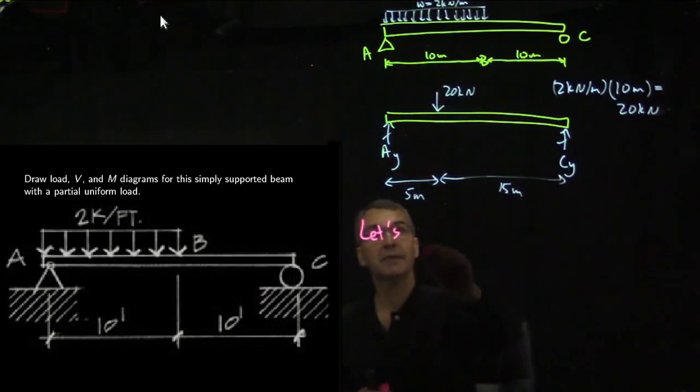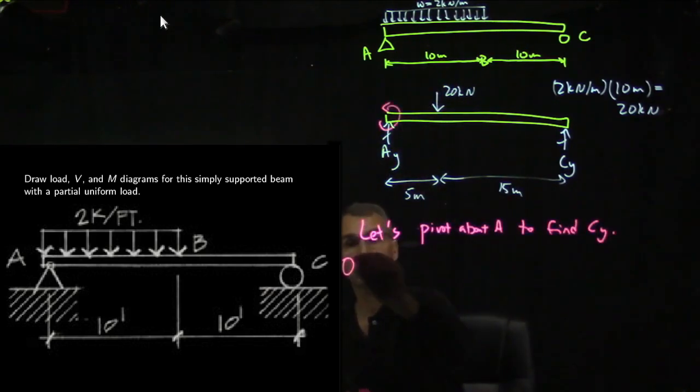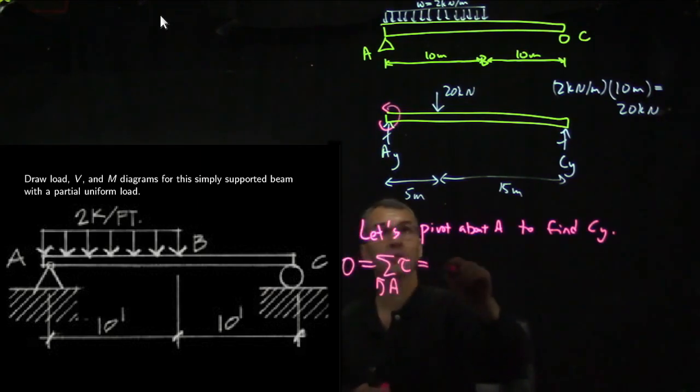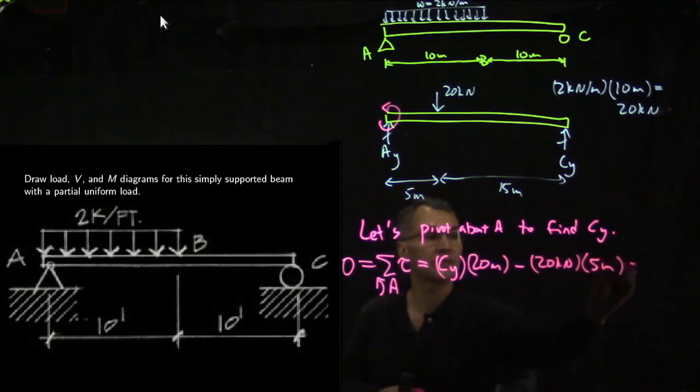So let's pivot about A to find CY. So we'll pivot here. So 0 is the sum about A of the torques, also known as moments. So we have CY times 20 meters minus 20 kilonewtons times 5 meters equals 0.